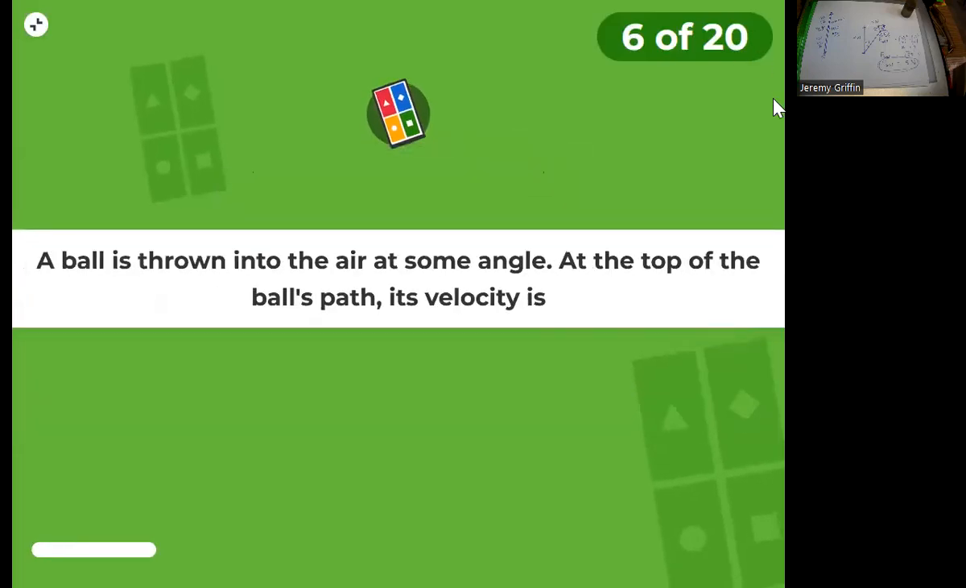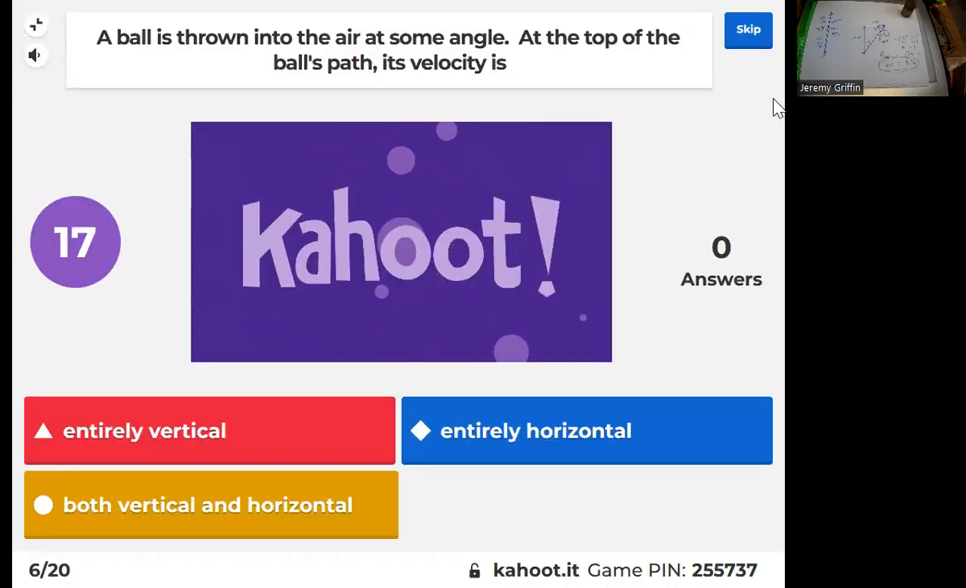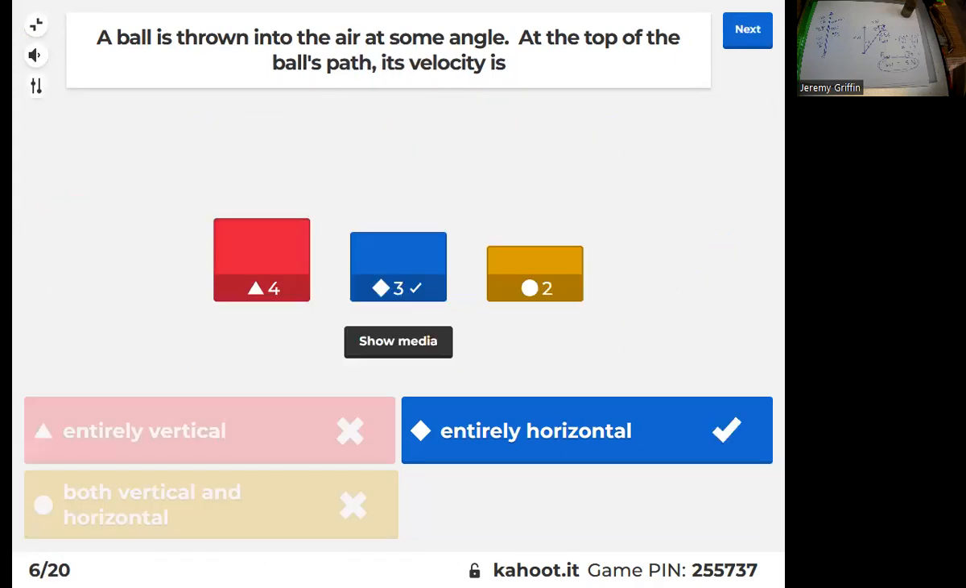Evan, moving back to the top, on fire. A ball is thrown into the air at some angle. At the top of the ball's path, its velocity is entirely horizontal. Now, why would that be the case?